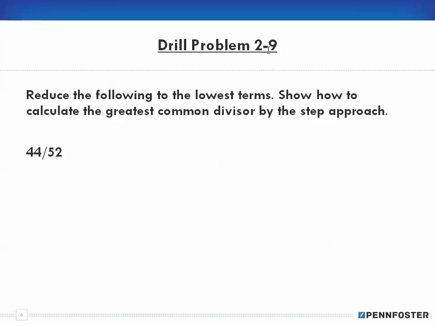2-9. It says reduce the following to the lowest terms. Show how to calculate the greatest common divisor by the step approach. Okay, all right, now, this is me, okay? This is not the book, but this is how I would do it. Reduce the following to the lowest terms. So what I'm looking for is a number that is divisible into 44 and the 52, the same number of times, okay?